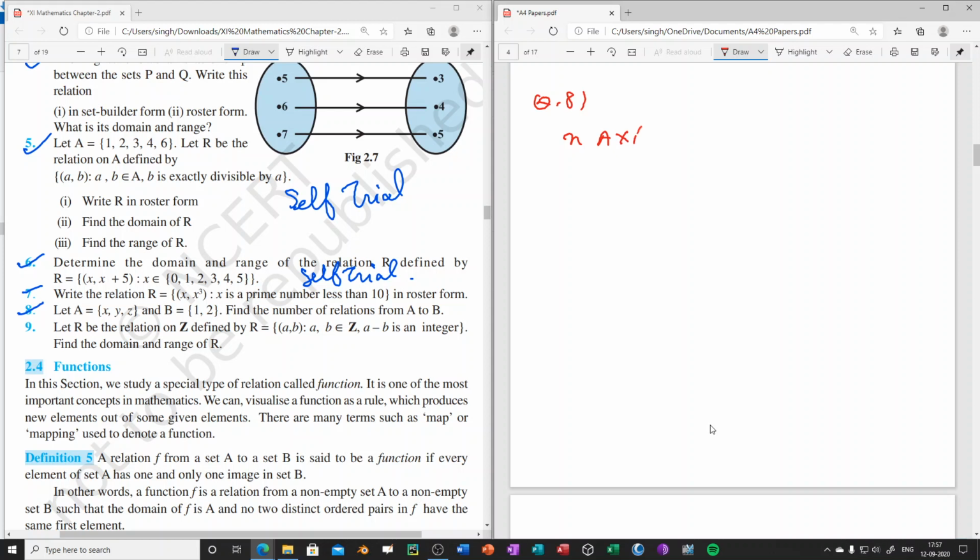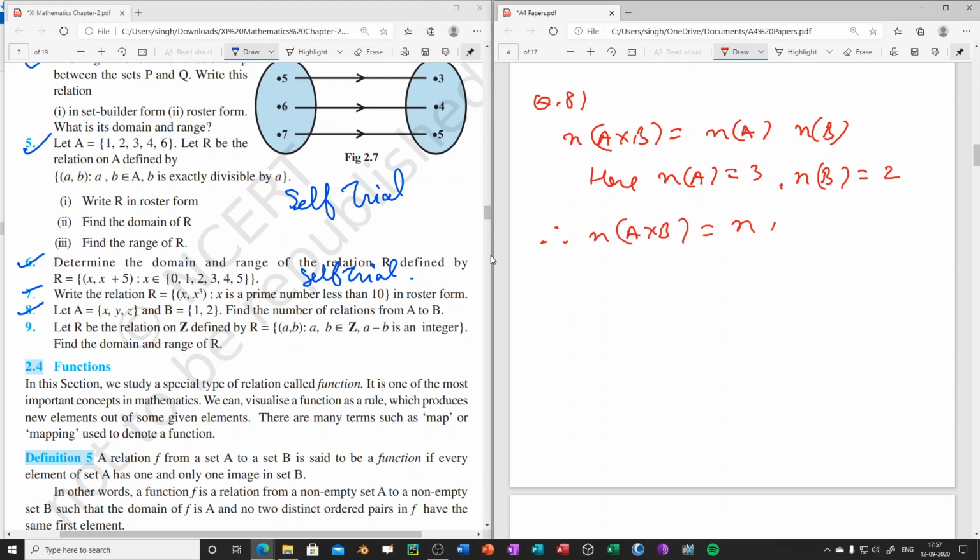n(A cross B) equal to n(A) into n(B). So here n(A) equal to, you can see from here how many elements there are? 3. n(B) equal to, how many elements are there in B? So n(B) equal to 2. Therefore we can say that n(A cross B) is equal to n(A) into n(B), that is equal to 3 into 2. Therefore n(A cross B) equal to 6.